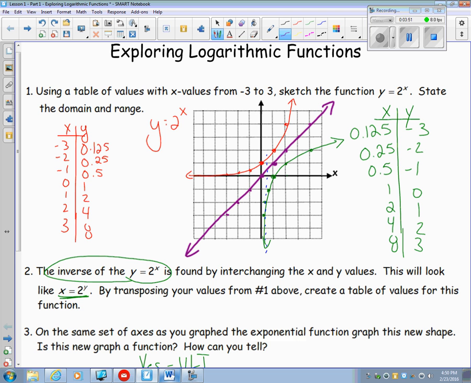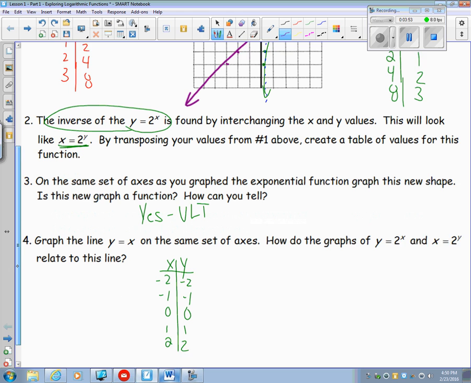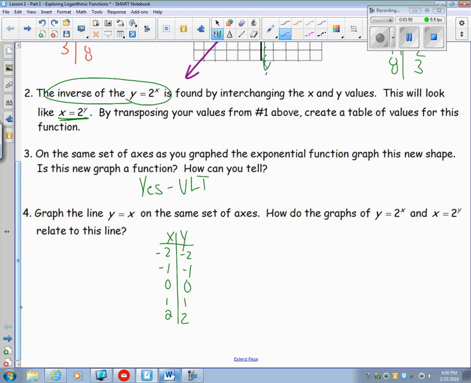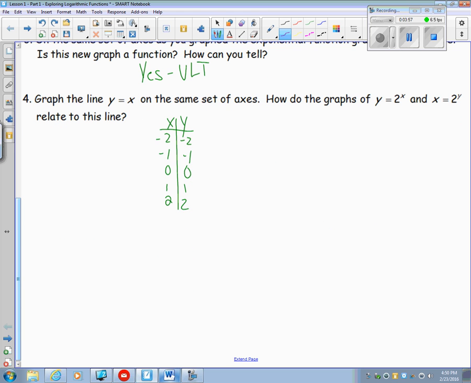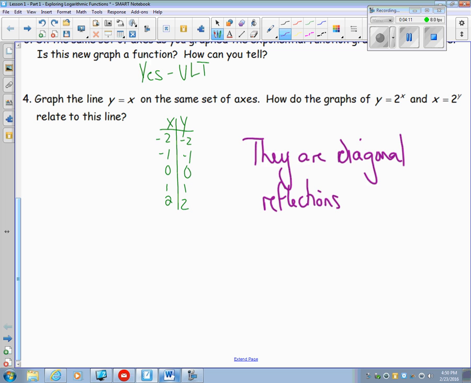And what do I notice with the red line compared to the green line? Well, they are a diagonal reflection. It has been flipped diagonally across that. So how do the graphs relate to this line? They are diagonal reflections across this line.